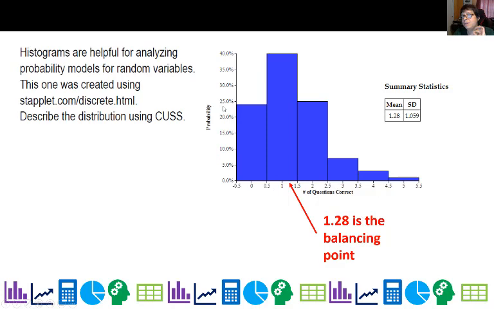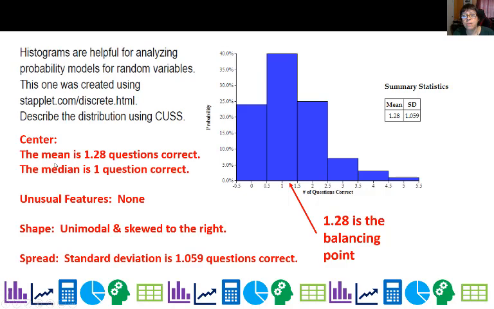The center, well, we can use the mean or the median. The mean is 1.28 questions correct. The median, how do I know the median is one question correct? Well, I got over 20% here and 40% here, so the first 50%, I'm going to hit the one. So that's definitely your median. I could also figure out that one's Q1 as well, and I bet you that Q3 is two, just saying. So I could figure out some of my other numbers.